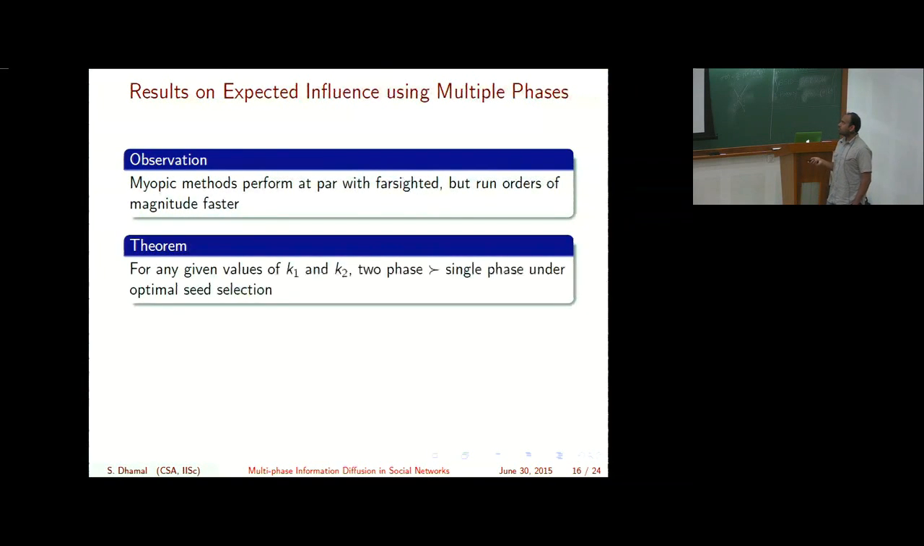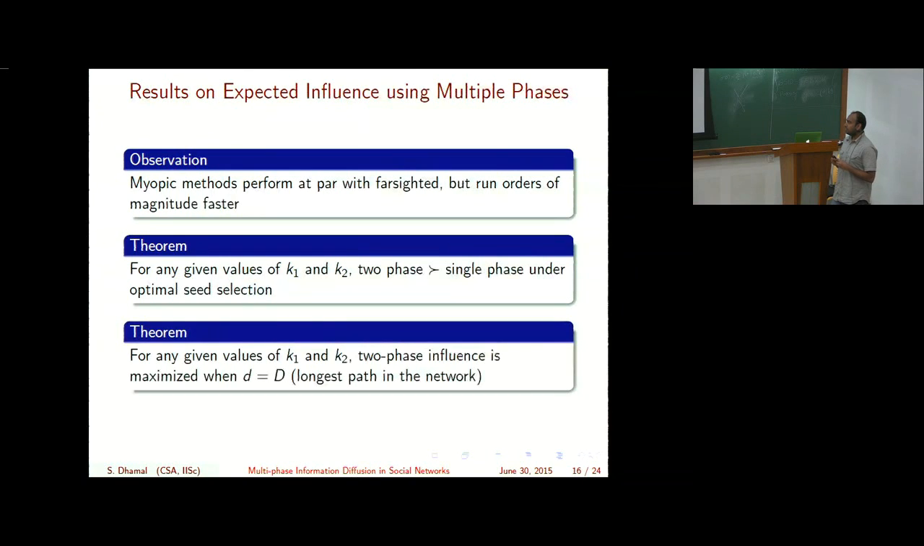And we have some theoretical results also for this. You give me any value of K1 and K2, we can show that two phase will always perform better than single phase under optimal seed selection. And for any given values of K1 and K2, you can see it intuitively that the more observation we make, the more benefit there is. So we show that the two phase influence is maximized when the small d is equal to capital D, which is the delay equal to the longest path in the network. And this goes on monotonically increasing, as it's intuitively clear: the more observation you make, the better you're going to have in the two phase influence.